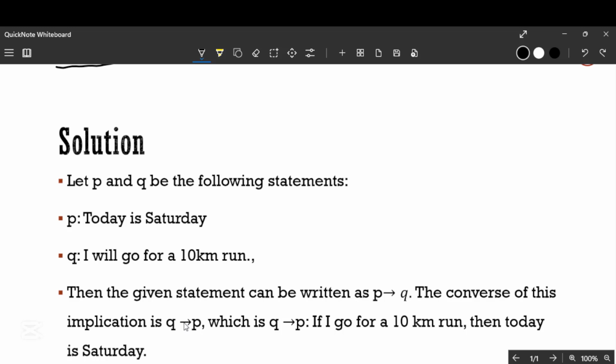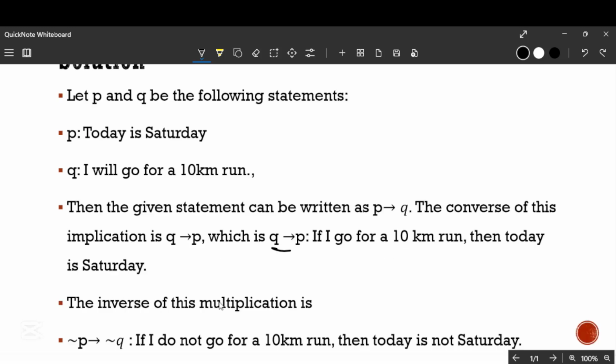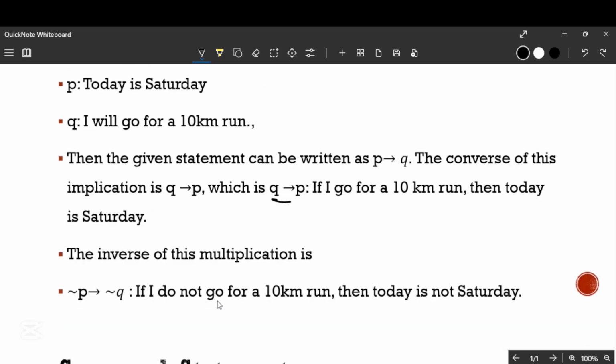The converse of this statement is Q implies P, which is: if I go for a 10-kilometer run, then today is Saturday. That is the converse of this statement. And the inverse of this statement is negation of P implies negation of Q, meaning: if I do not go for a 10-kilometer run, then today is not Saturday.